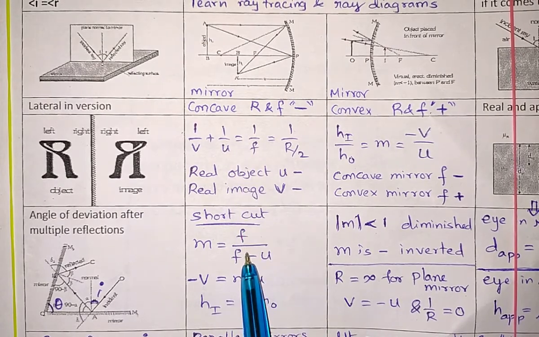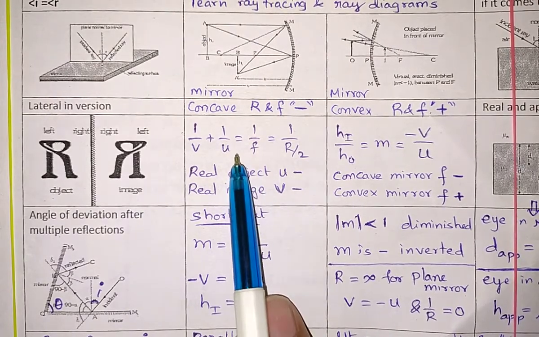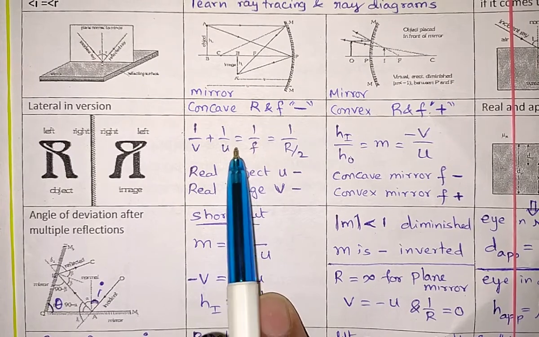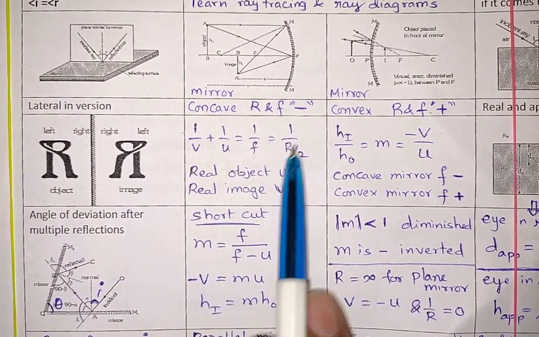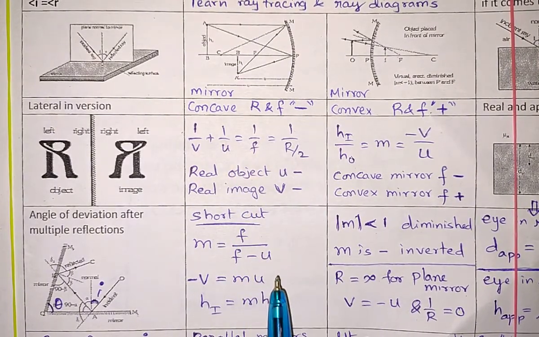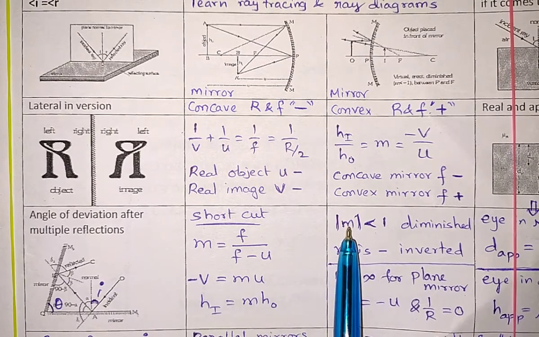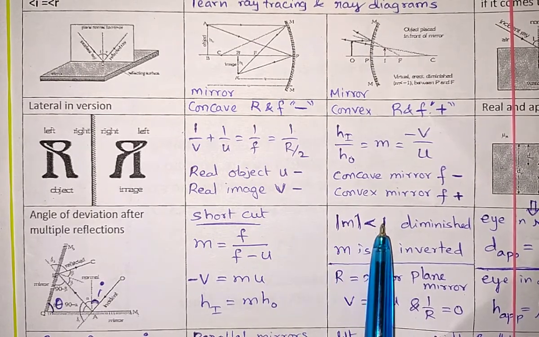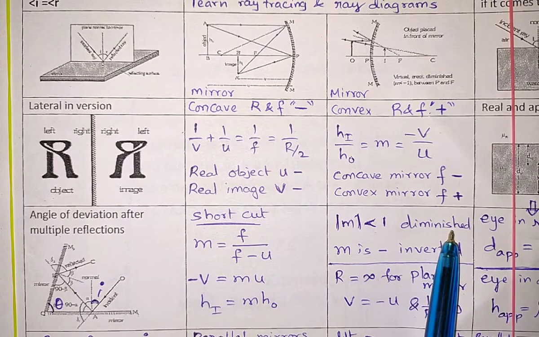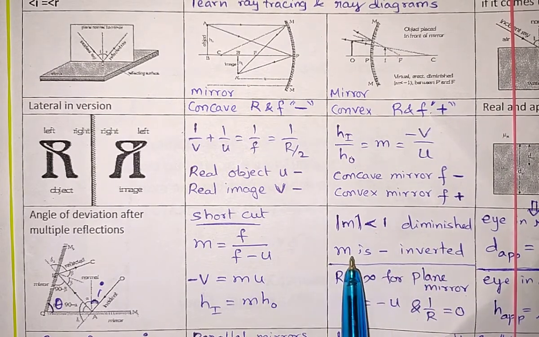Here infinities are not allowed. So two things, that is object at infinity, image at infinity kind of things, we have to use this formula. Remaining all problems can be easily done with this. And magnitude of magnification irrespective of sign, if it is less than 1, image is diminished, more than 1, image is magnified, otherwise it is same size.